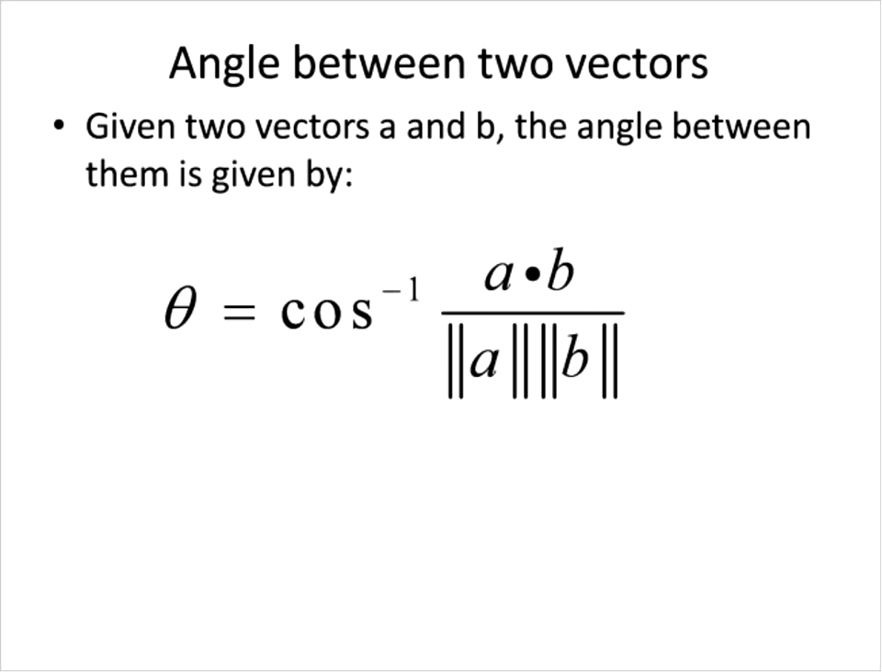Okay, we're going to talk about the angle between two vectors. Given two vectors A and B, the angle between them is, well, it's exactly what you see there. It's cosine inverse of the dot product of A and B divided by the product of their magnitudes. The equation was complicated, but let's start out with an example and see if we can make it make more sense.